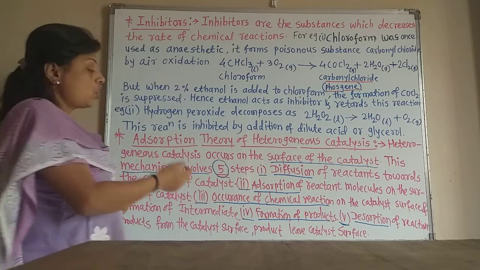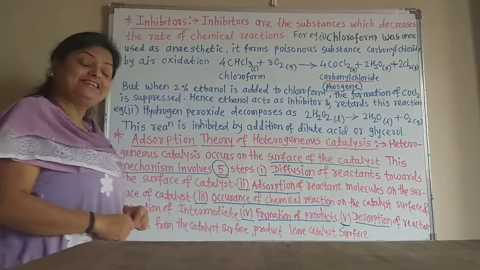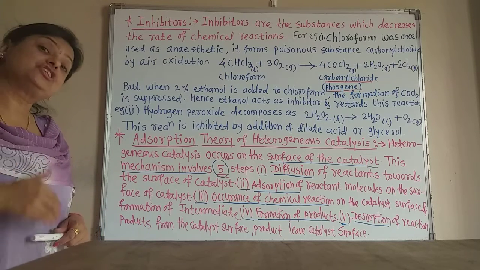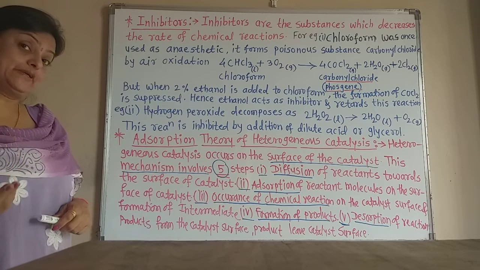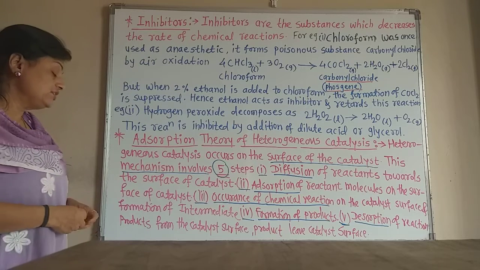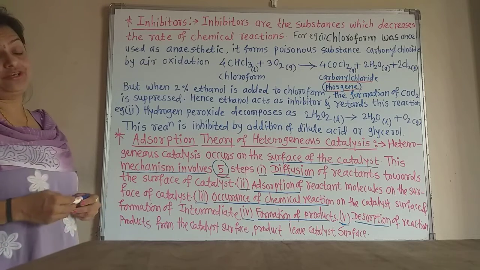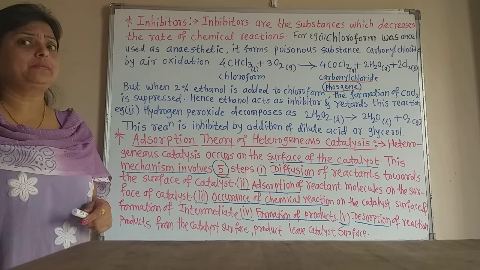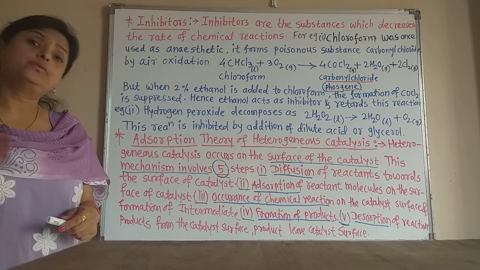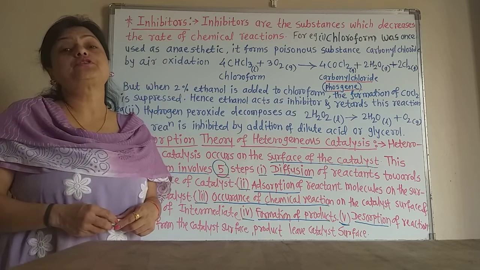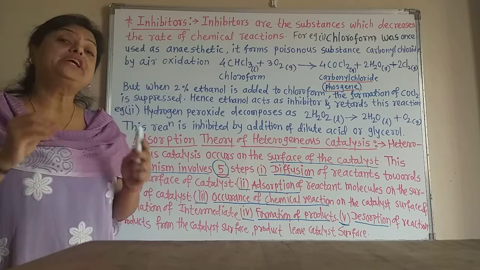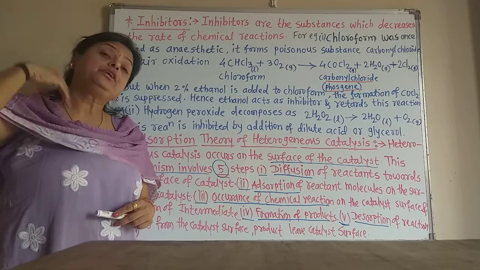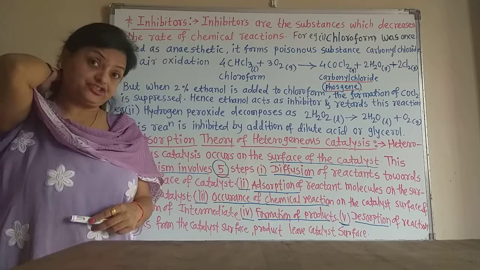The third step is the occurrence of the chemical reaction. On the surface of the catalyst, the reaction occurs and there is the formation of an intermediate. When the reactant adsorbs on the surface of the catalyst, the reaction starts and the intermediate forms first. Now that intermediate gives the products in the next step.